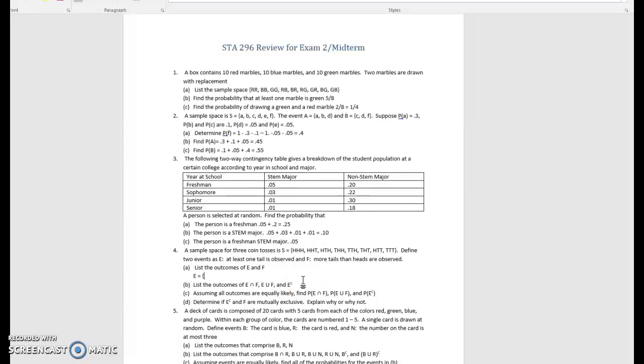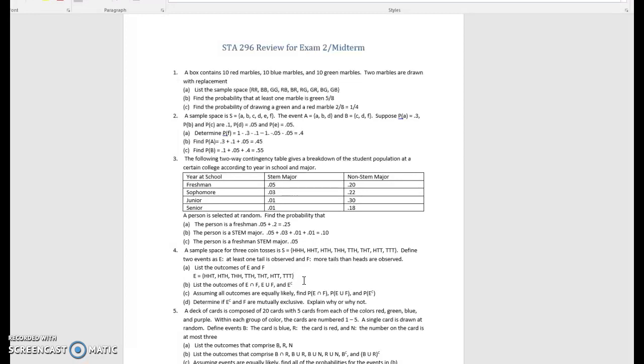So E is going to be at least 1 tail is observed. Let's notice in our sample space, HHH does not contain any tails, so it certainly is not in E. At least 1 tail, well, HHT would have at least 1 tail, as would HTH, as would THH, as would TTH, that's at least 1. This is at least 1. HTT is at least 1 tail, and TTT is at least 1 tail. So it's everything but the HHH.